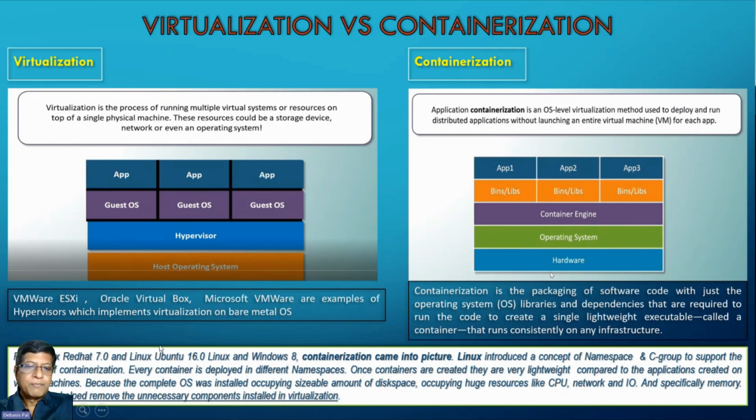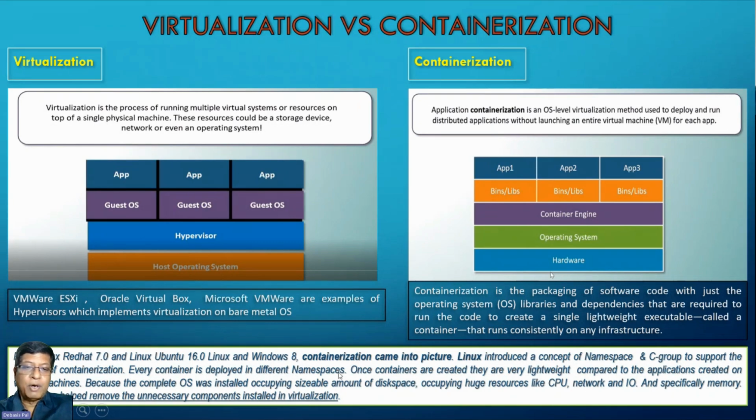One is the Red Hat family, and the other is the Debian family. Anyway, from Ubuntu 16.0 and from Windows 8, containerization came into the picture. So they are the first ones who started containerization. Linux introduced the concept of namespaces and C groups, from the previous slide, to support containerization. Namespaces are very important because they manage the C group resources.